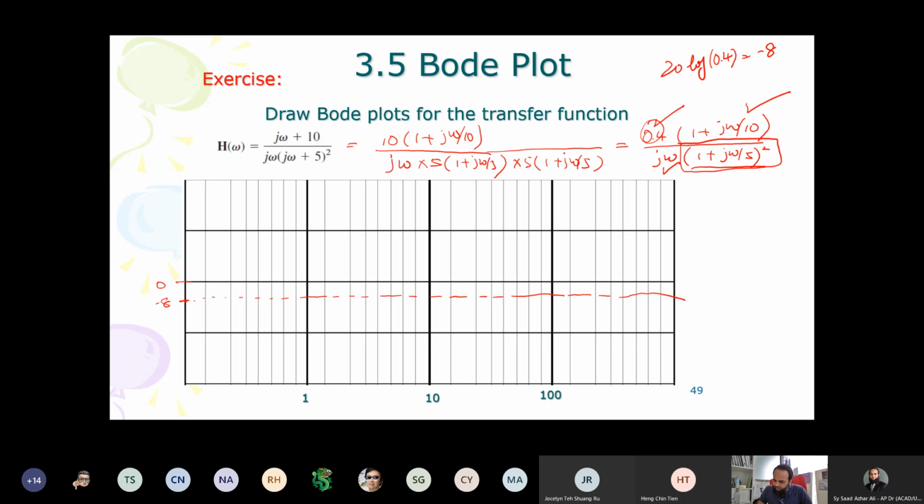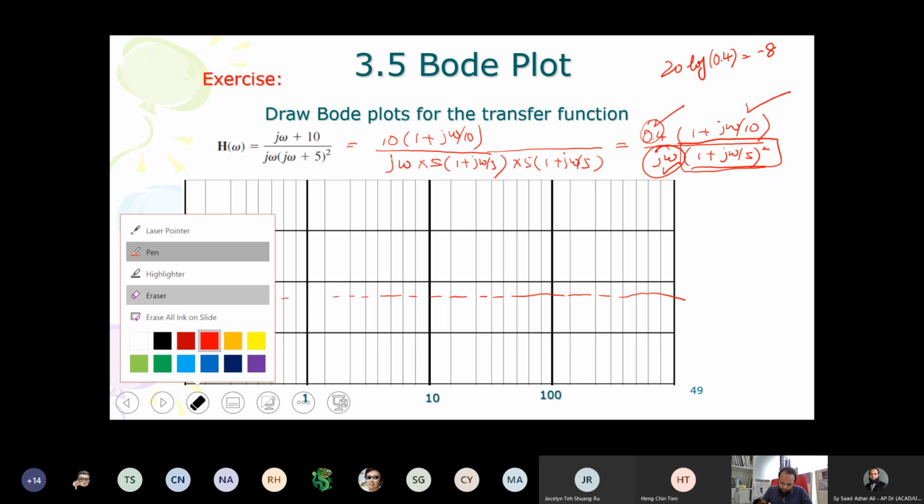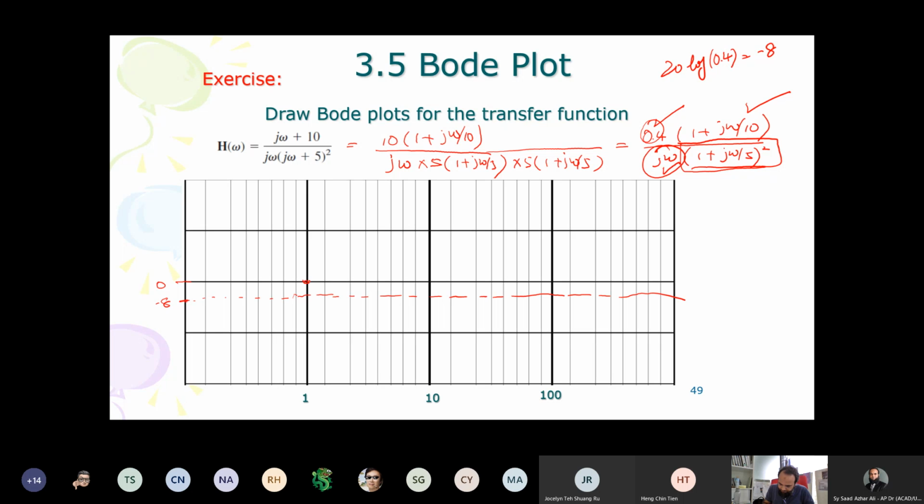Okay, then we have a pole at origin. Once again, we'll center it at 1 and plus minus 1 decade ahead, 1 decade before, with a slope of -20 dB. So actually, oh, I drew the spot not on the particular point, it should be at 0. Yes, so something like this.